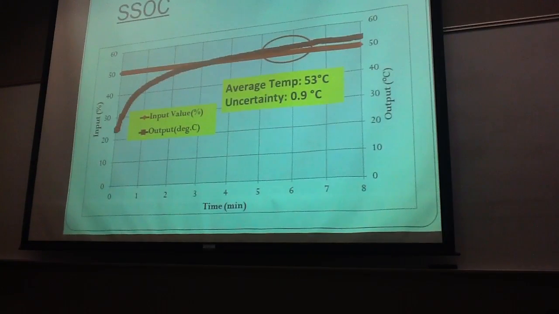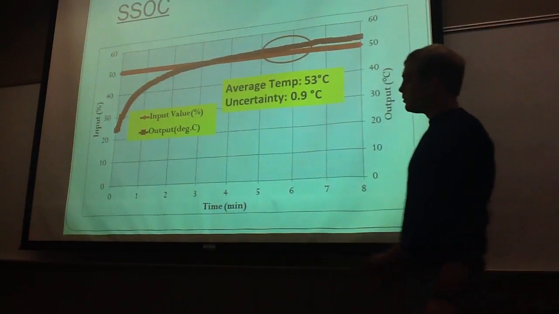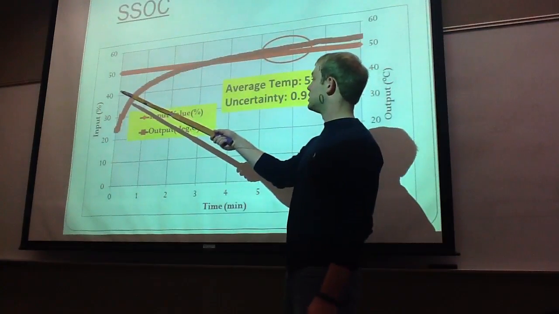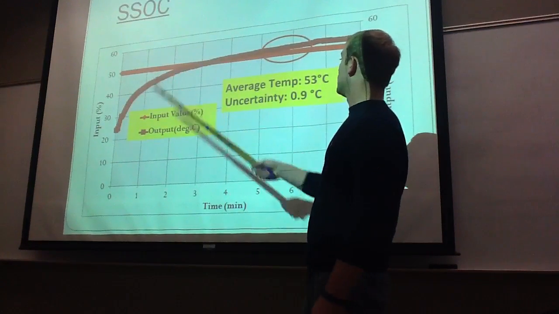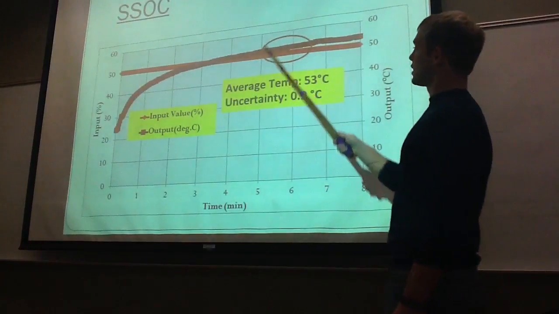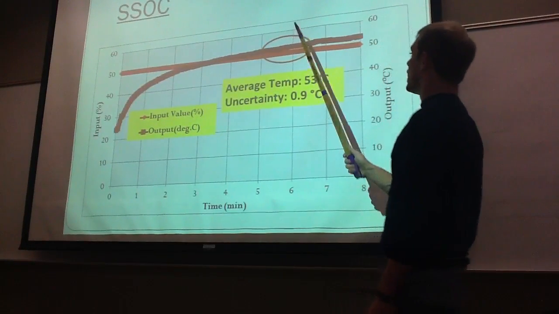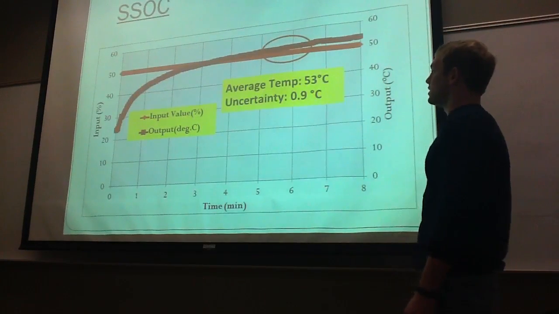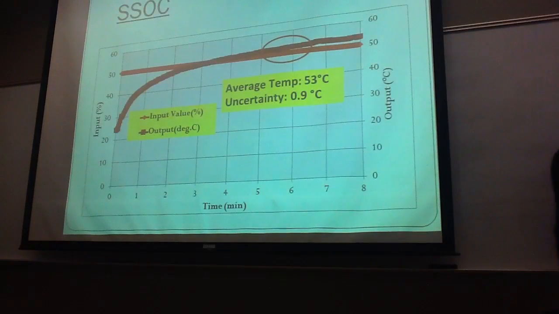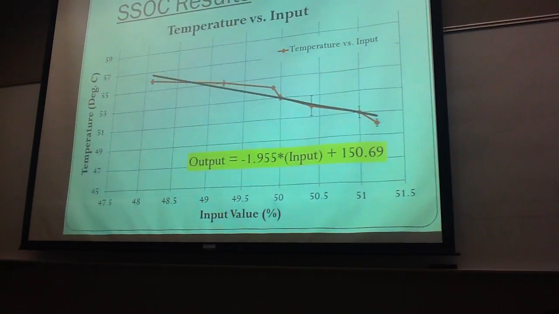Here's an example of our steady state operating curve. For this one, our input was 50%. Then we analyzed a little section right here where it was steady state, and we found that the average temperature was 53 degrees. In that state, it was 53 degrees.